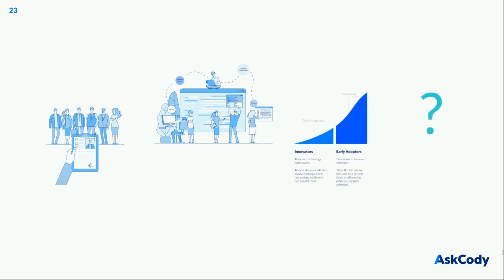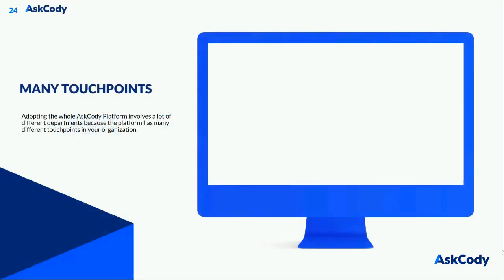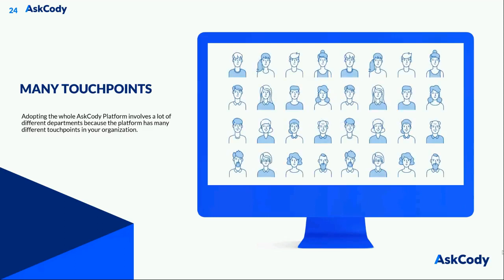Okay, so now we know we need to start involving the key end users early, and we know that the key end users should be innovators and early adopters. So in practice, how do we identify them? When we talk about adoption of the whole AskCody platform, it will of course involve a lot of different departments, because AskCody is a platform with many, many touch points in your organization, from the secretary to receptionist to service staff, facility managers, IT department, finance, etc.